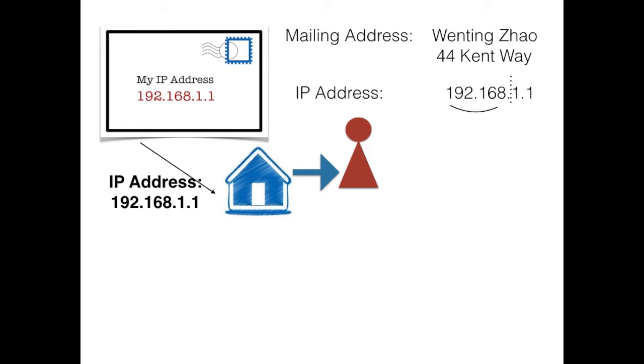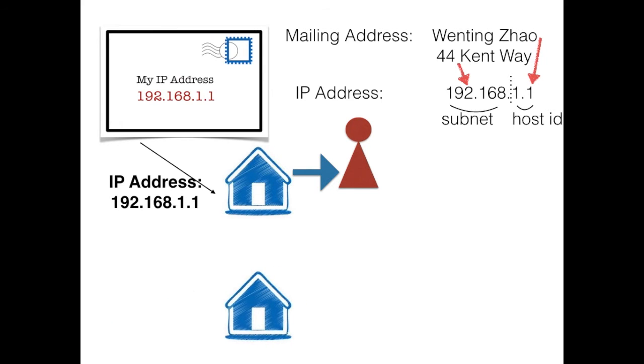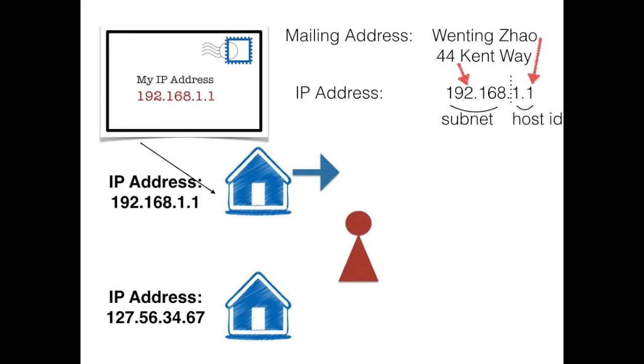We can divide an IP address into two parts. The first part is called subnet. The second part is called host ID. The street address 44 Kent Way is equal to the subnet. The name Wenting Zhao is equal to the host ID. If we move to another house, our mailing address will change. IP address is changeable as well. If we change the device to another subnet, the IP address will change.